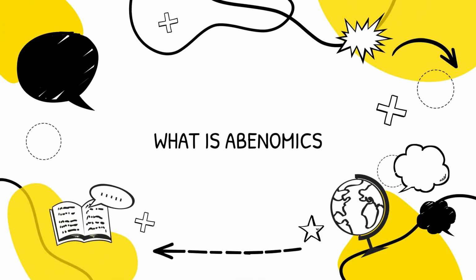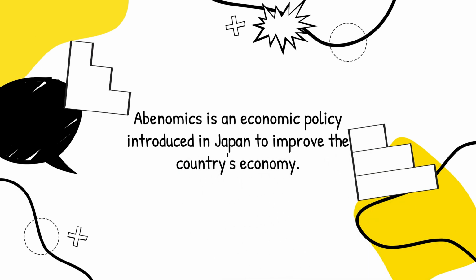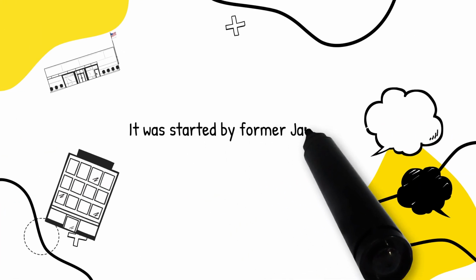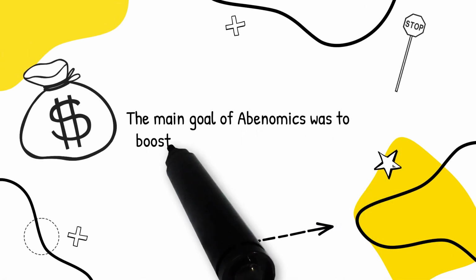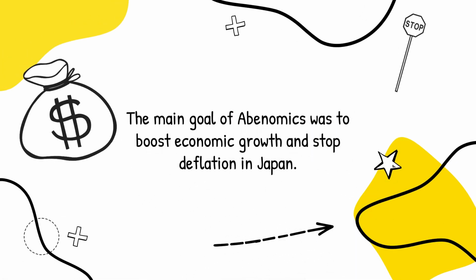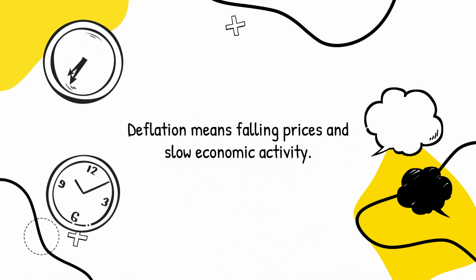What is Abenomics? Abenomics is an economic policy introduced in Japan to improve the country's economy. It was started by former Japanese Prime Minister Shinzo Abe. The main goal of Abenomics was to boost economic growth and stop deflation in Japan. Deflation means falling prices and slow economic activity.